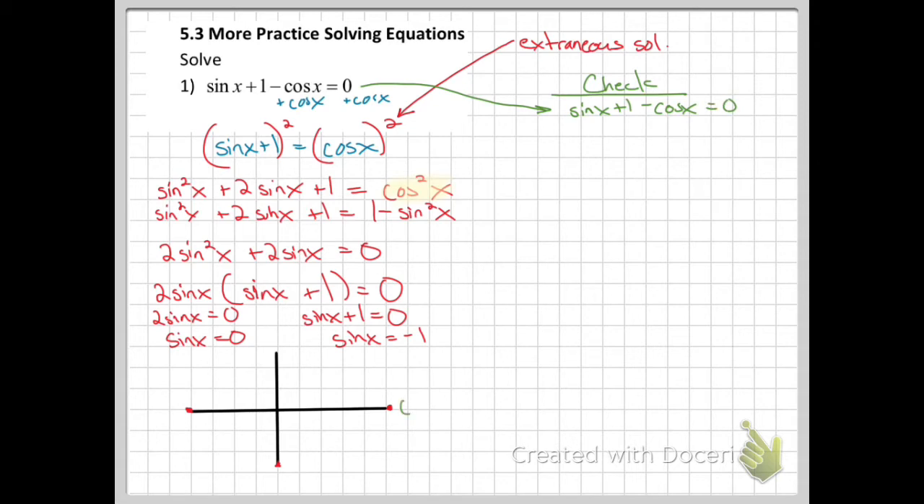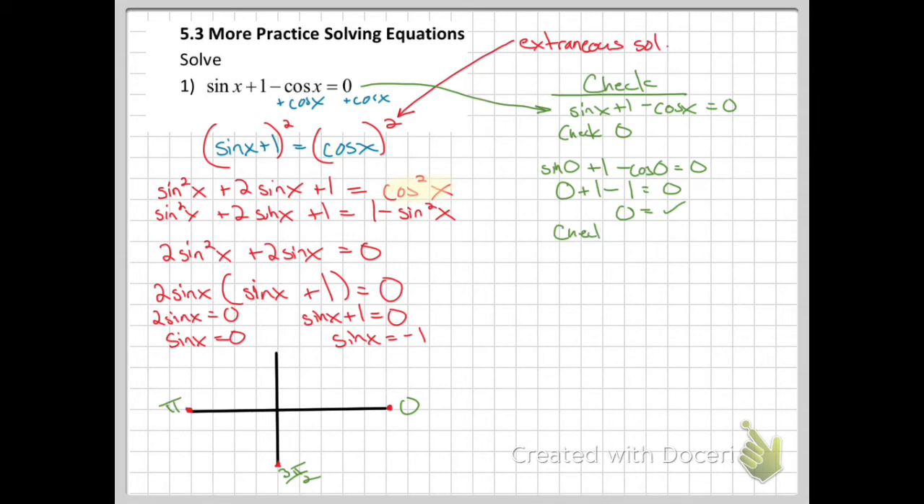Let's label this. This is 0, this is pi, and this is 3 pi over 2, right? So let's check 0. Sine of 0 plus 1 minus cosine of 0 should equal 0. I would draw a little tiny unit circle for all of these. You guys should pause it and see if you can find all these answers. Sine is the y value at 0 radians, which is 0, plus 1 minus cosine, the x value at 0 radians, and that does equal 0, so that is a solution.